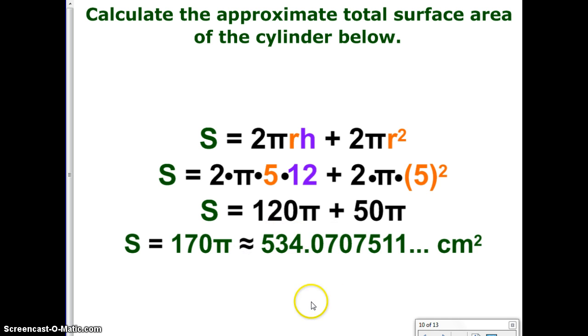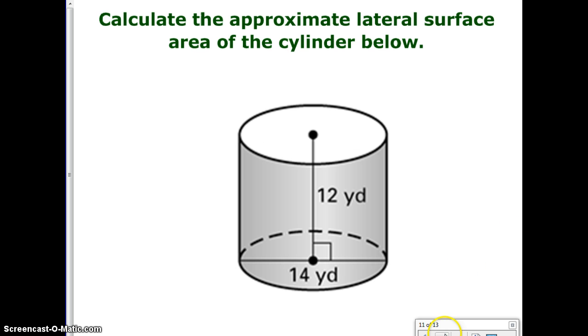When you use your calculator to multiply, we would say 534.07, and we're going to go ahead and just round to the hundredths place. So the 7 is in the hundredths place. Since the number to the right is a 0, we're just going to keep the 7 in the hundredths place as a 7, and our units are centimeters squared. Again, please pause your video to work the problem and then check.